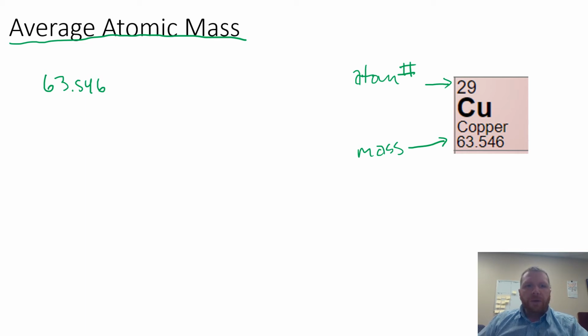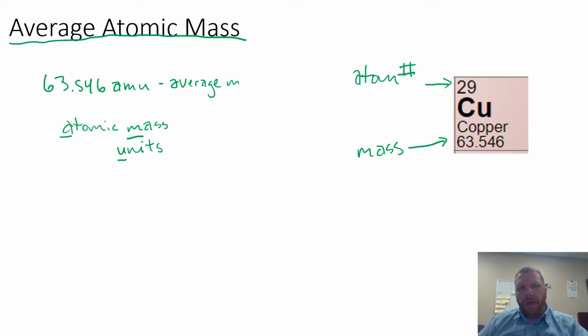If you write AMU, AMU stands for atomic mass units. So 63.546 AMU is the, let me see if my eraser works for this. Booyah! This is our average mass of one copper atom.